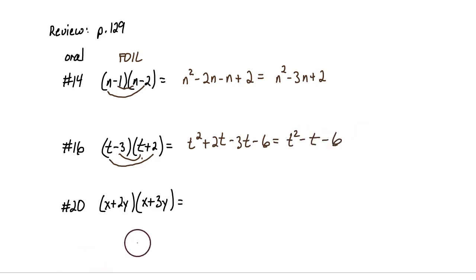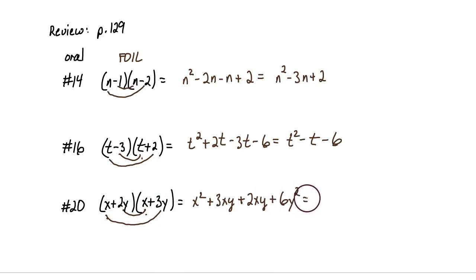Number 20, let's use FOIL. X times x is x squared. Now our outer terms, x times 3y, that makes +3xy. Now the inner terms, 2y times x, that makes +2xy. And the last, 2y times 3y, that makes +6y squared. Now let's combine the xy terms.